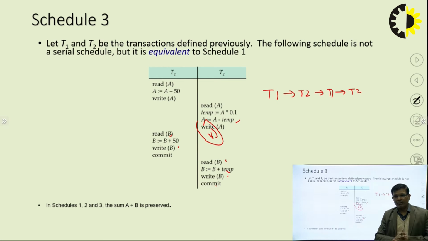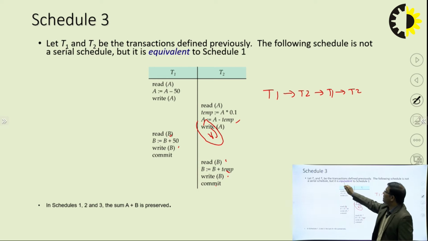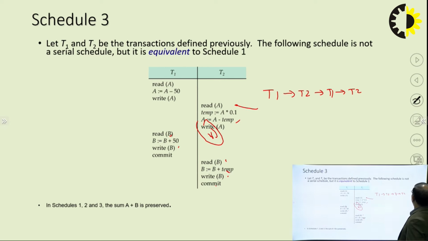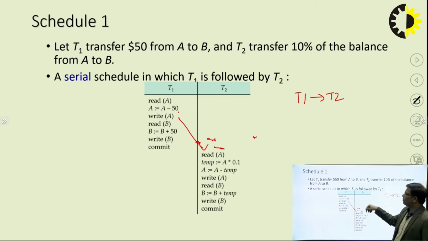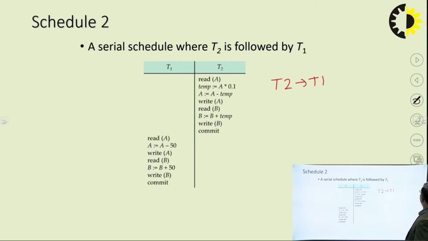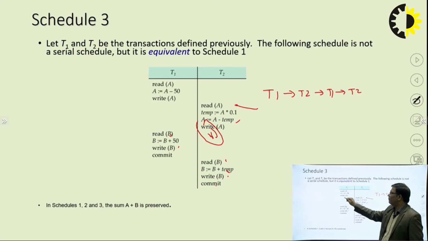So this schedule is not serial, but it is equivalent to schedule 1. And what is schedule 1? In schedule 1, it reads the value of A, does some changes, reads the value of B, does some changes, and then starts the transaction T2. And in this scenario, it reads the value of A in T1, reads the value of A in T2, reads the value of B in T1, and reads the value of B in T2, and then does some changes also.